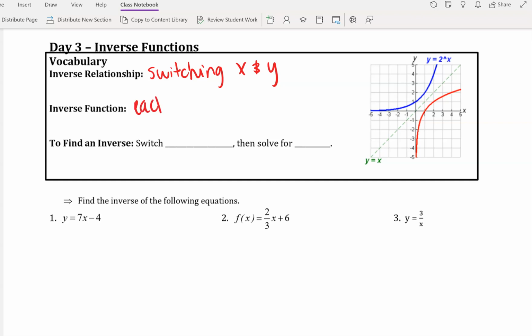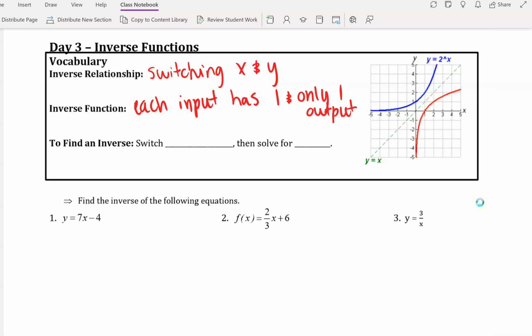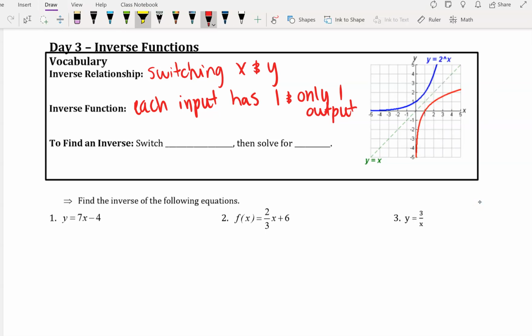Each input has one and only one output. Or I'm going to write that it passes the vertical line test. We'll talk more about this later. You don't need to stress about that too much right now. Vertical line test, which I'm sure you've heard of before, but we'll talk about it more.